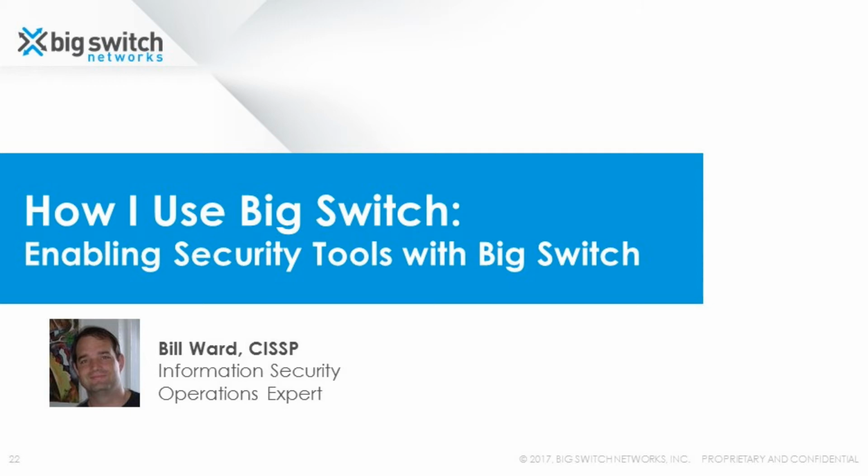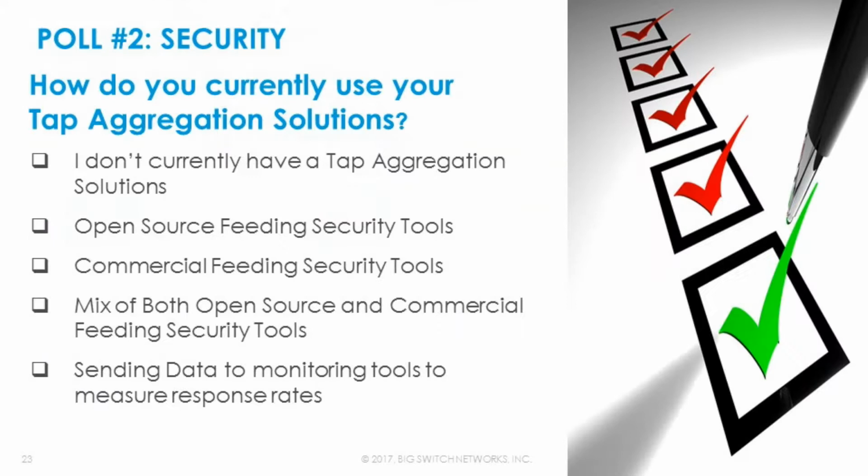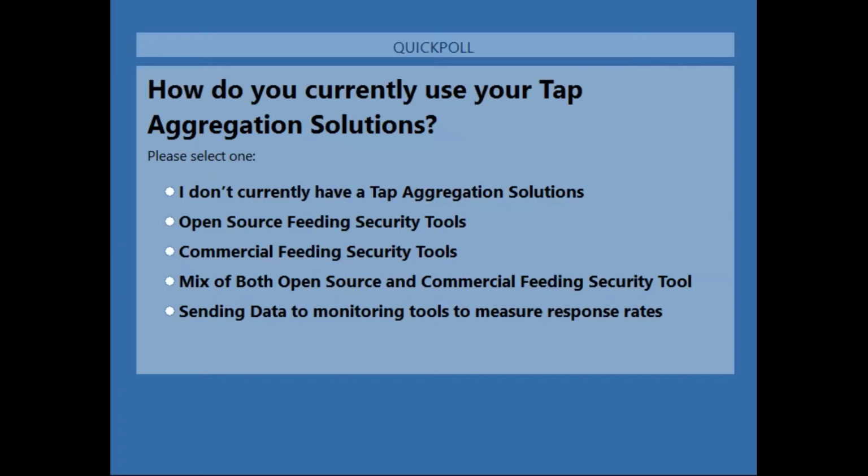So we're going to start this off with a poll, and the poll here is going to really focus on the idea of security. So how do you use your tap aggregation solution for security? And the questions could range from, do you use it to feed open source? Do you feed it with commercial tools? Do you use a mix of both? Or do you not use it at all for security and you just utilize it for monitoring and measuring response rates? So go ahead and fill in your answer there, select one, and we'll get back to you with the results.